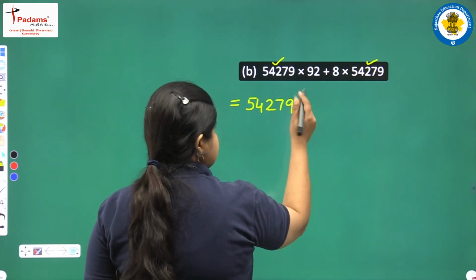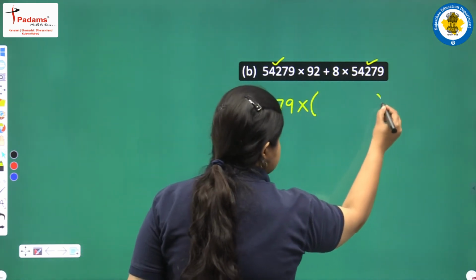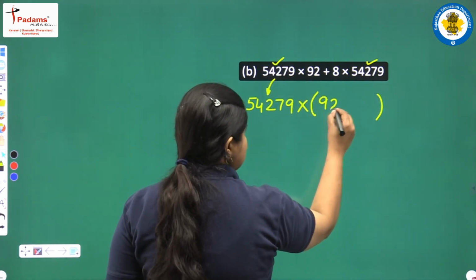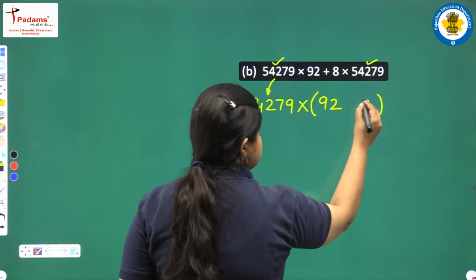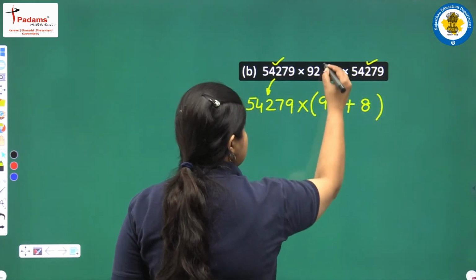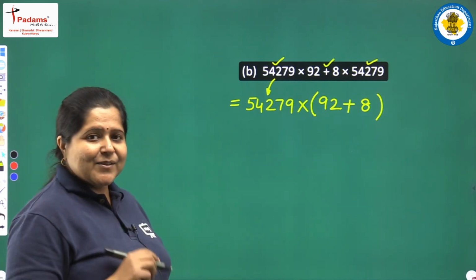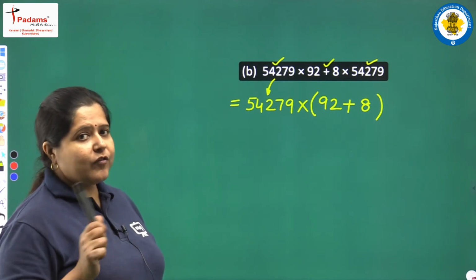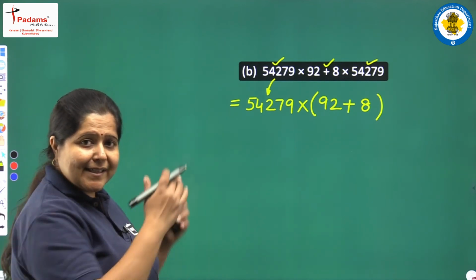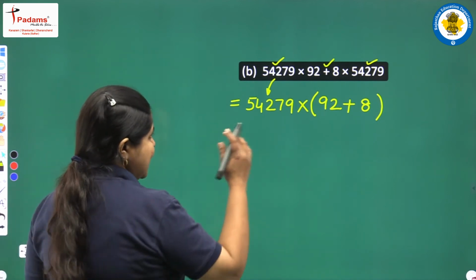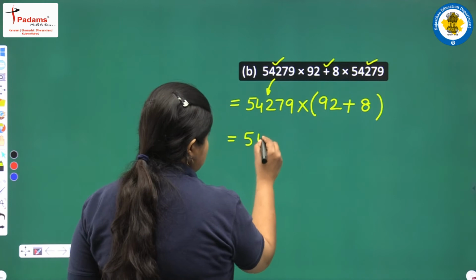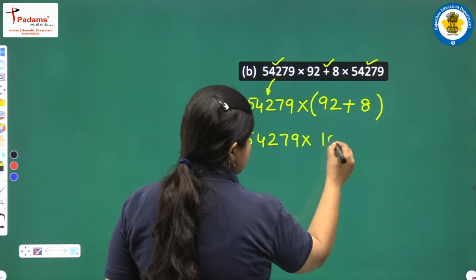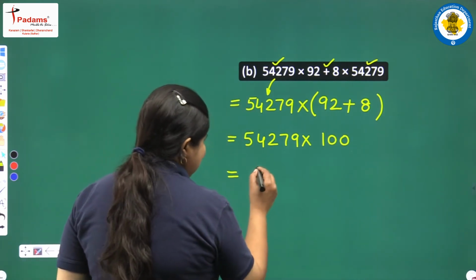54,279. We will take it outside as the common number. Then place the brackets. This is outside. What will come inside? 92. Again this is outside and this 8 will come inside, and plus in between because here it is a plus. So which property is this? The distributive property. Distributivity of multiplication over addition. It is this property which has been applied. Now you can see 54,279 into, add the two numbers, it is 100. The work is done.